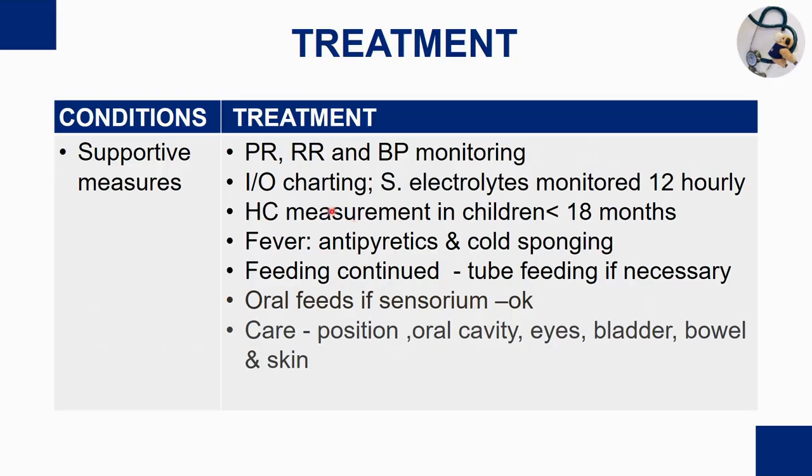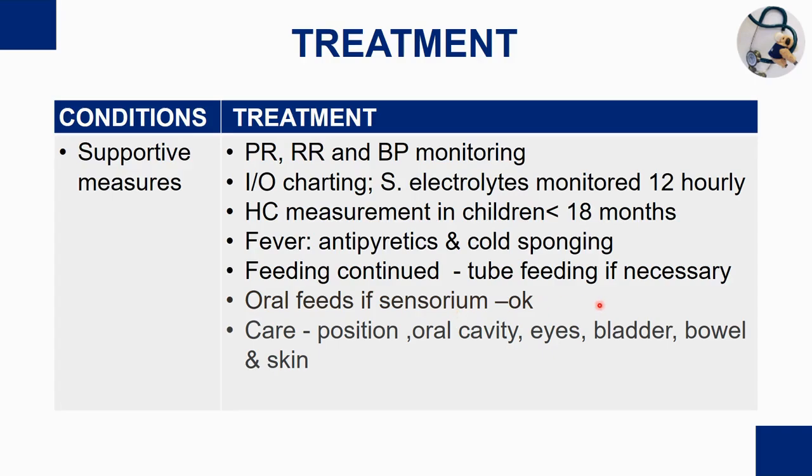Other supportive measures are monitoring of the pulse rate, respiratory rate, blood pressure, all the vitals. Do the intake output charting, monitor the serum electrolytes 12 hourly. Head circumference should be measured if the child is less than 18 months. And if there is fever, use antipyretic or cold sponging. And then feeding is continued, even with tube feeding.